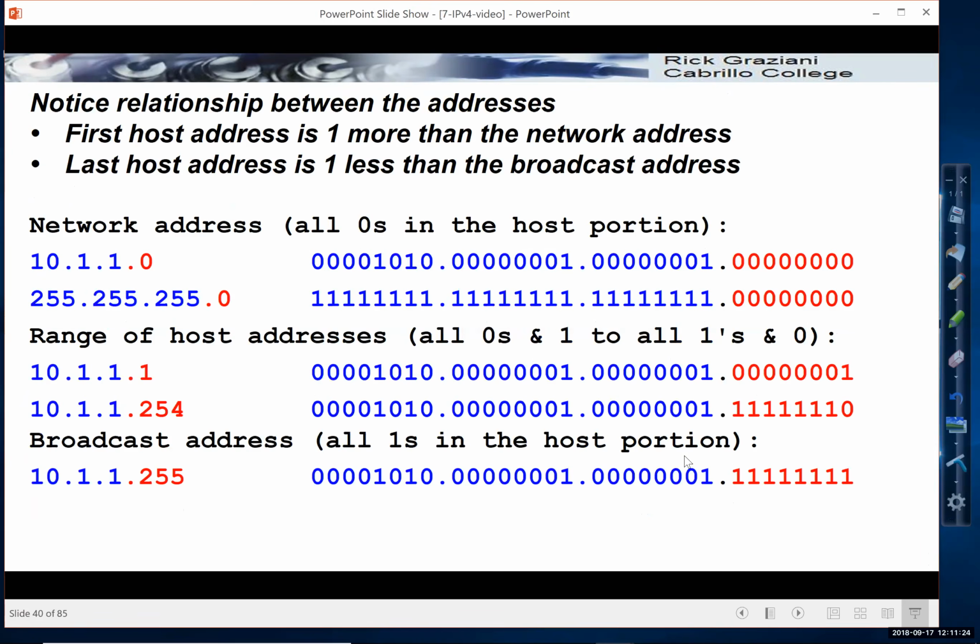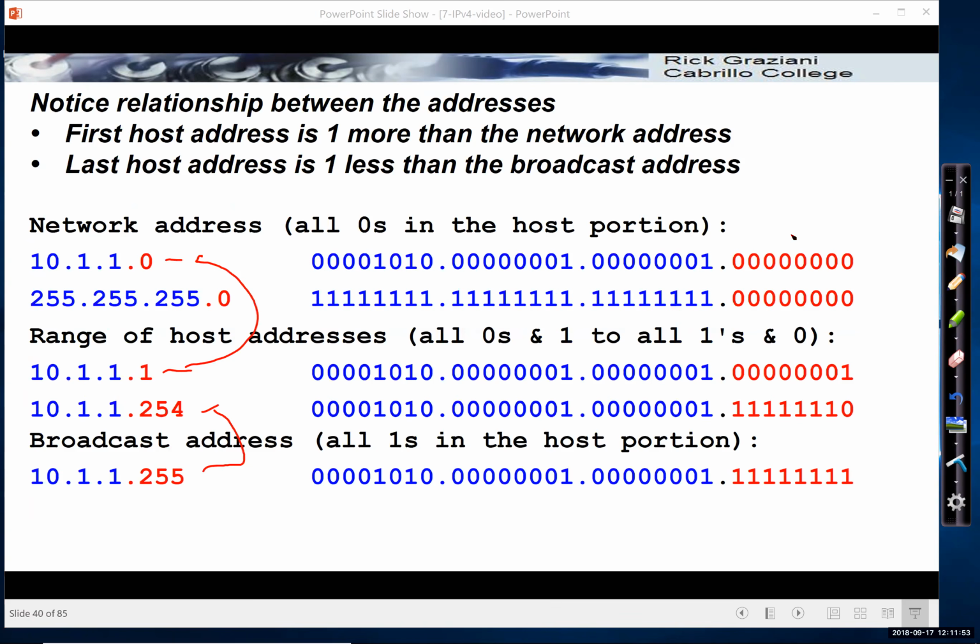Let's take another look at this. Take a look at the relationship between the first host address and the network address. Notice that our first host is 1 more than the network address. Take a look at the relationship of our last host and the broadcast, and notice that it is 1 less than the broadcast.